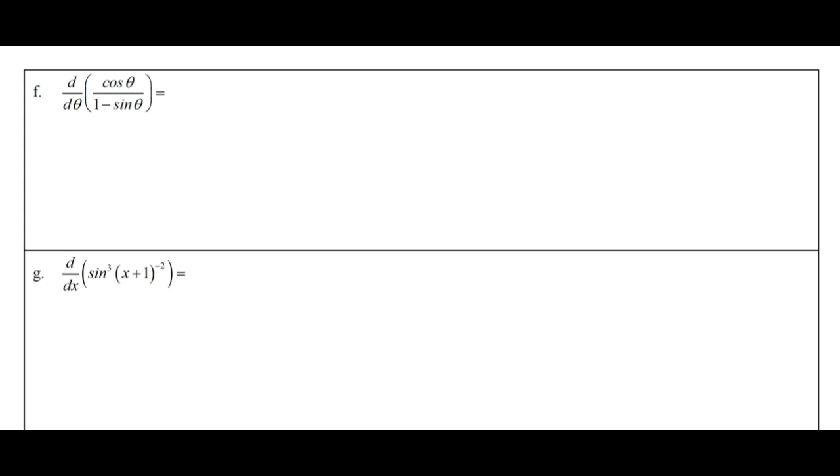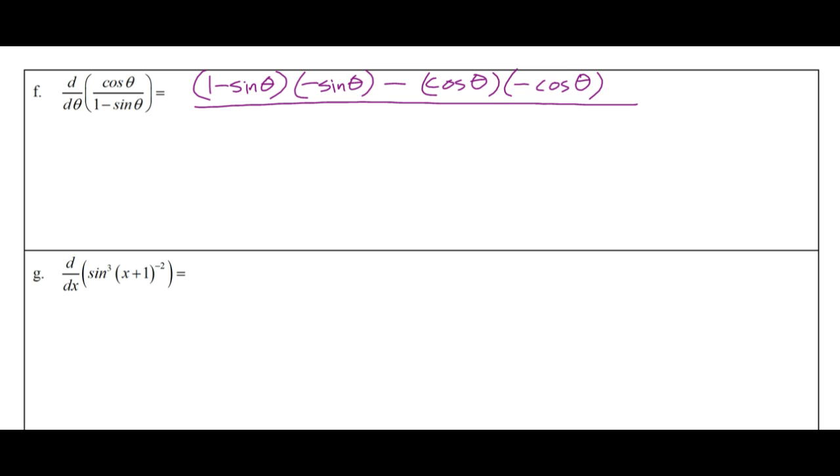Anyways, how do I do this? Well, I do the denominator times the derivative of the numerator, minus the numerator times the derivative of the denominator, which I believe is going to give me minus cosine, over the denominator squared. The final solution, but that's sine of theta plus 1 over. Oh, that's wrong.